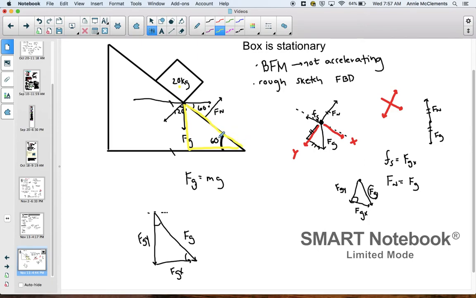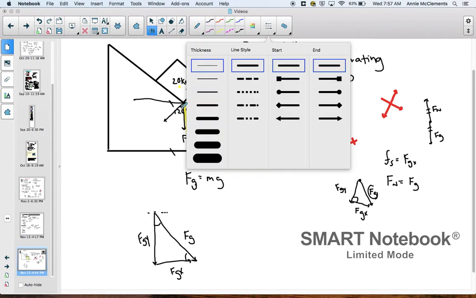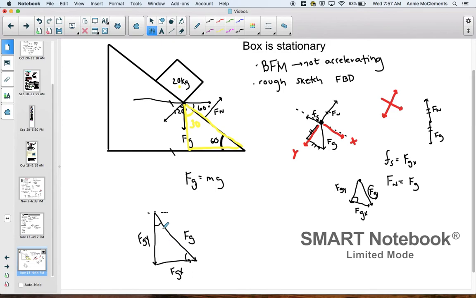Given what you know about triangles, you can figure out this angle. It has to be 30 degrees, because this triangle has 60, 90, and it has to equal 180. So we now have the angles for our triangle in here. We have 30 and 60, and we can go ahead and solve for Fgx, this one right here.